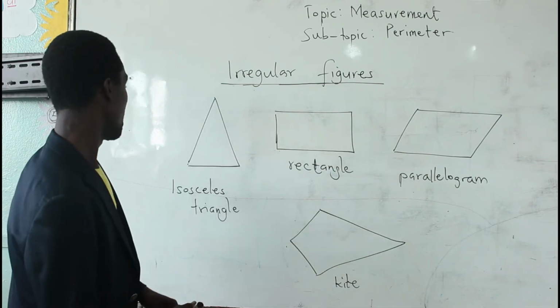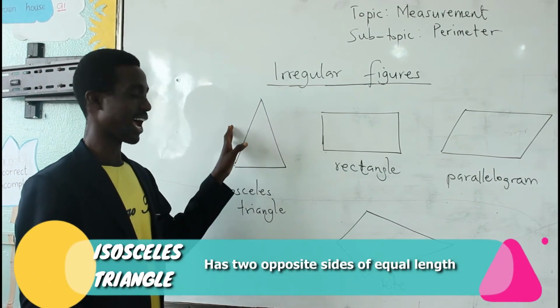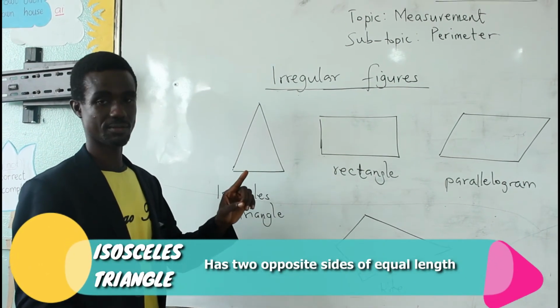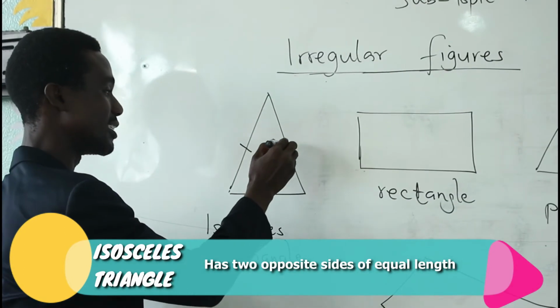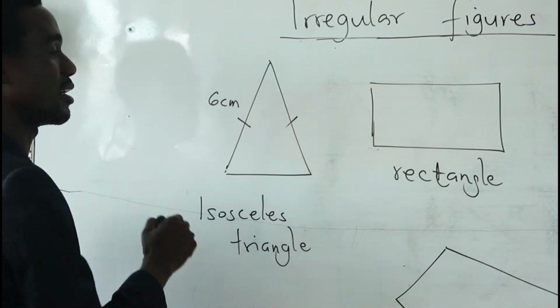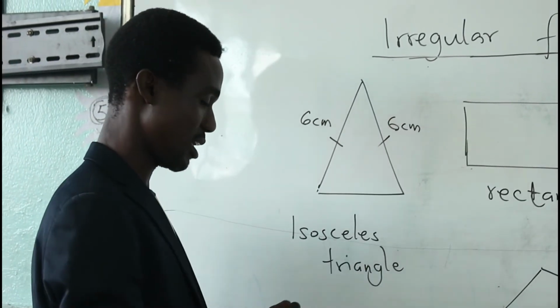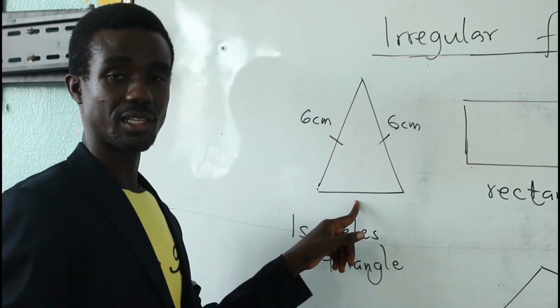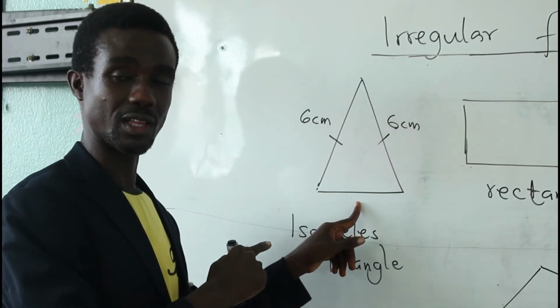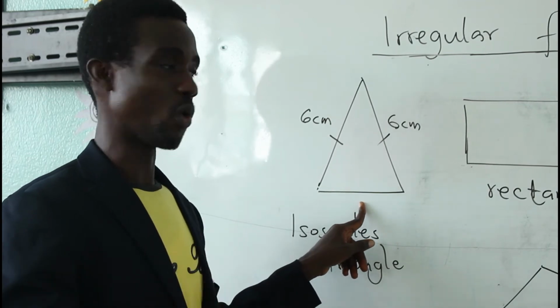Let me tell you. Now, an isosceles triangle, it has 2 opposite sides of equal length. So this side, the same as this side. If we have 6 centimeters here, we are sure to have 6 centimeters here. But this side will be different. This is an isosceles triangle. It has 2 sides of equal length and 2 angles equal.